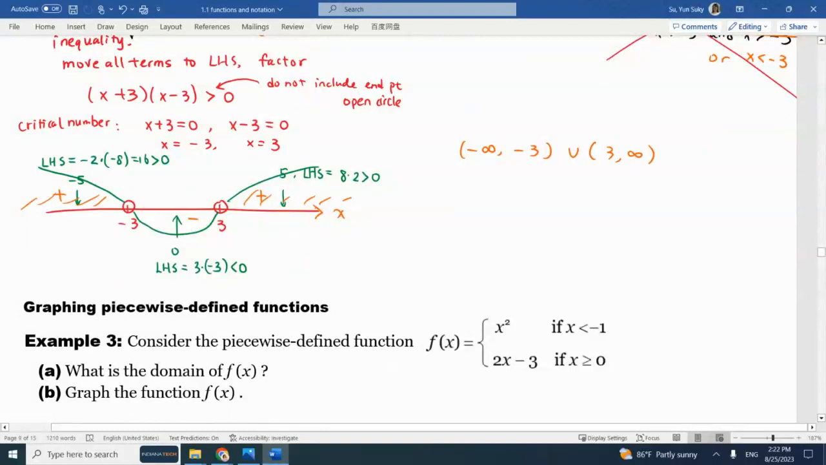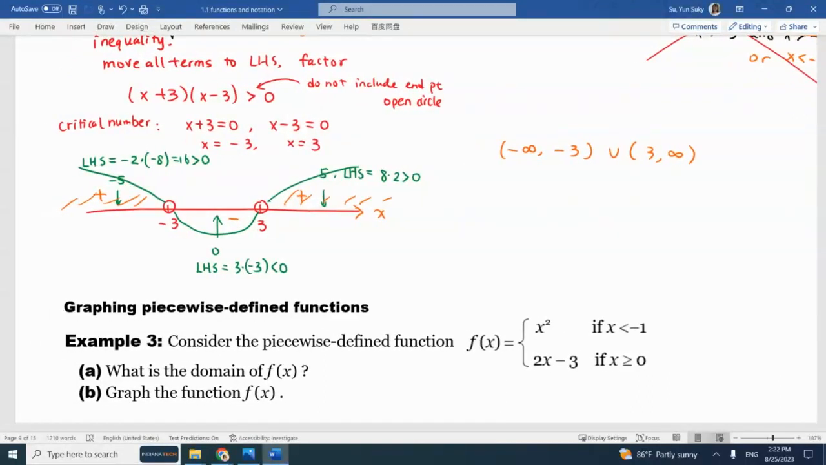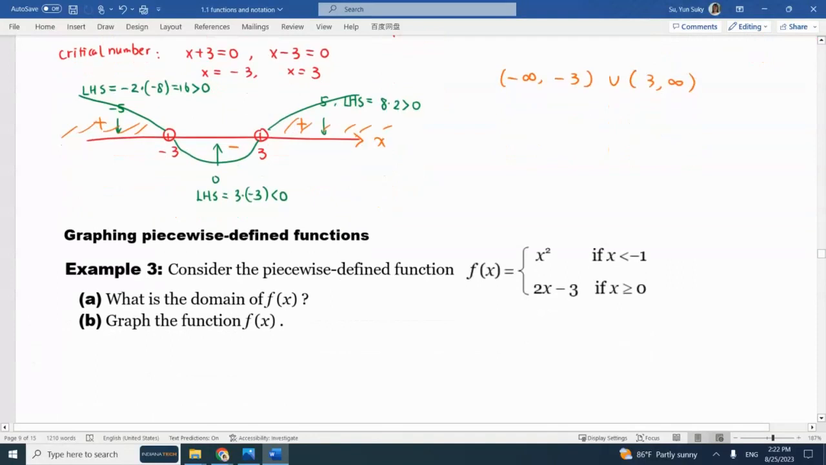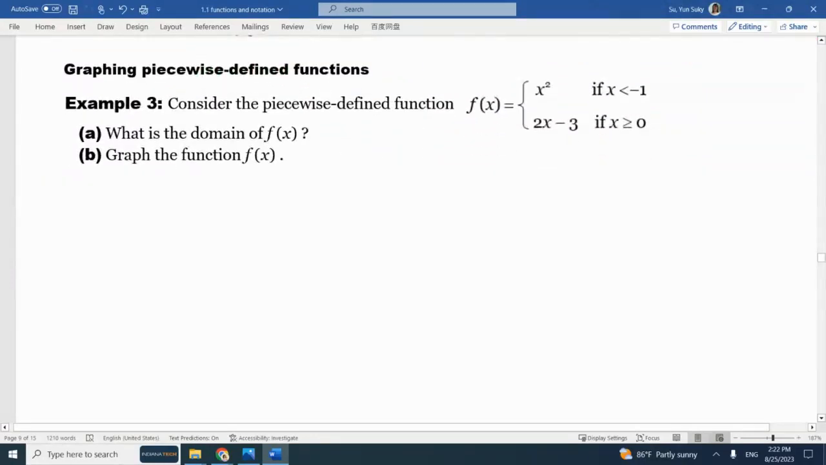Any questions so far? All good? Okay. So this method is called the testing points method. If the problem gets more and more complicated, I will teach you another method. So we'll go back to how to solve polynomial inequalities later. Okay, all right, next. How do we graph a piecewise defined function?